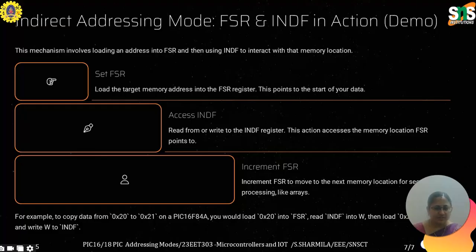For example, to copy data from 0x20 to 0x21 on a PIC16, you would load the value 22H into the FSR, then read the 0x20 location value, that is 22, into the work register, and then move or copy the content of file location 0x20, that is the 22 value, into PORTB or PORTC, any special function or general purpose register.